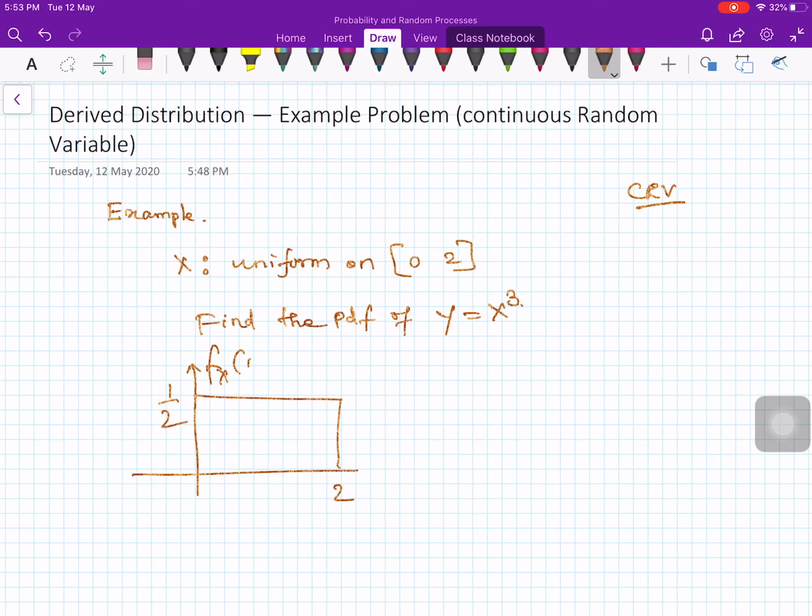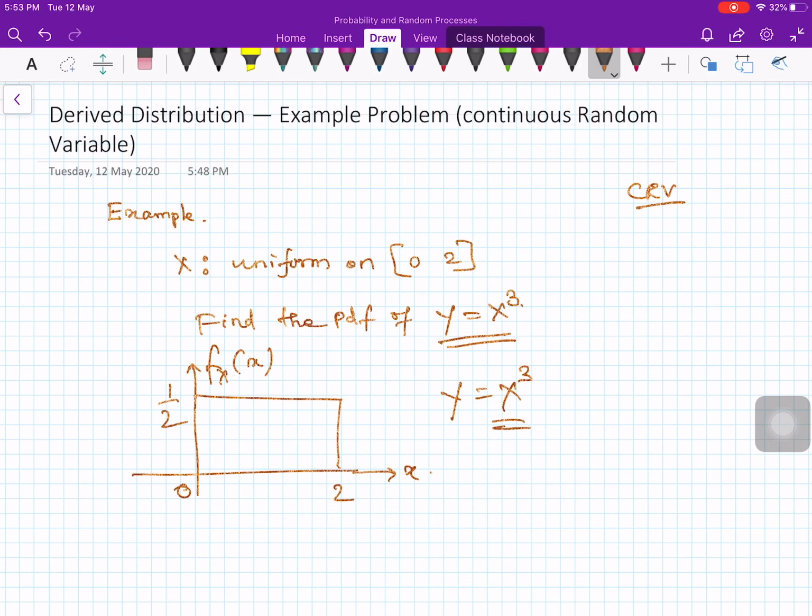This is the probability density function of the random variable x. This is x and 0, and we are interested in the random variable y, where y is equal to the cube of x. Now how do we do this problem? What kind of distribution is y going to have, if you take y equal to x cubed?